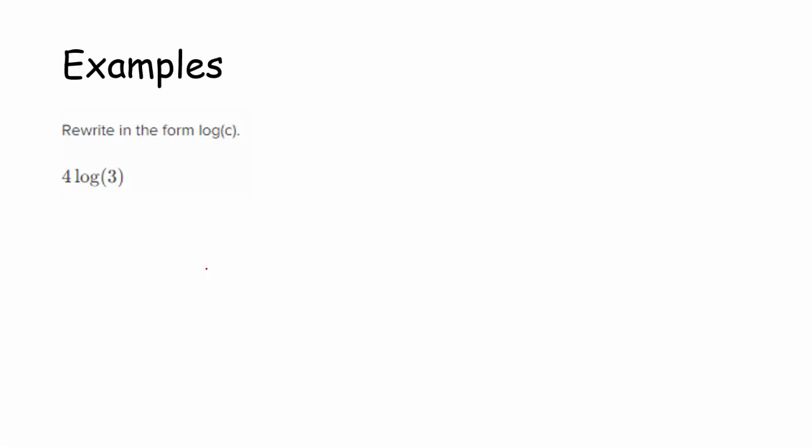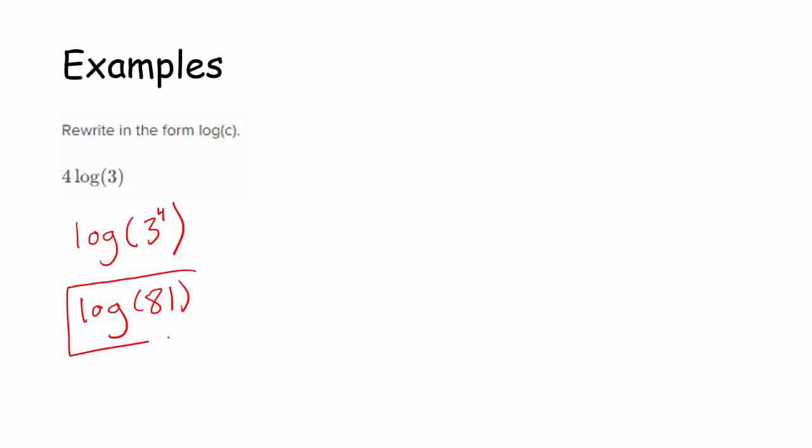And finally, let's look at one example of the power rule. 4 log of 3, that is the same thing as log of 3 to the 4th. That's an application of the power rule. So that would be log of 81. And all of these examples are log base 10, so I could confirm them on the calculator. But that's just examples of using a couple of the rules.